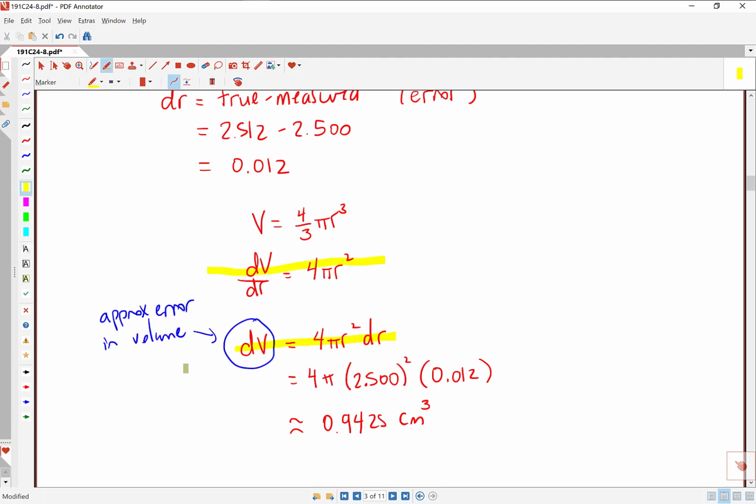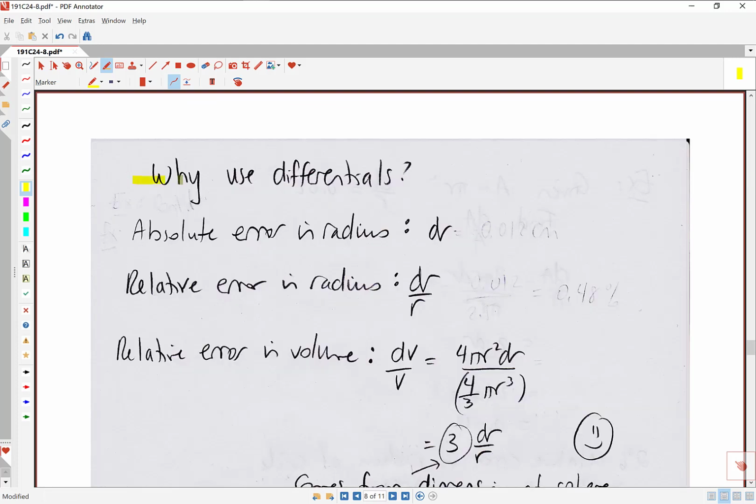So let's talk a little bit about why we need to use differentials as opposed to just calculating the true error in the volume. Well, let's talk about our notation a bit here. If we say absolute error in radius, then we're just going to call that dr. Whereas if we wanted the relative error in the radius, we would take the absolute error, which is dr, and we would divide that by r. So you take your absolute error and you divide it by your measured value to get your relative error.